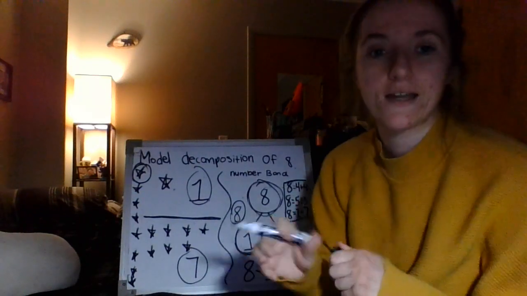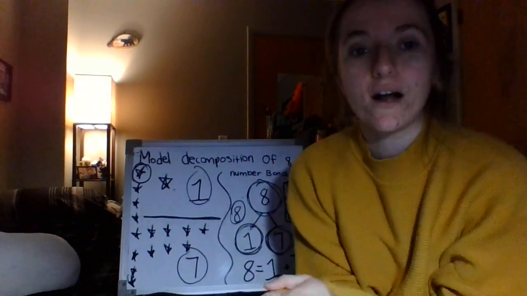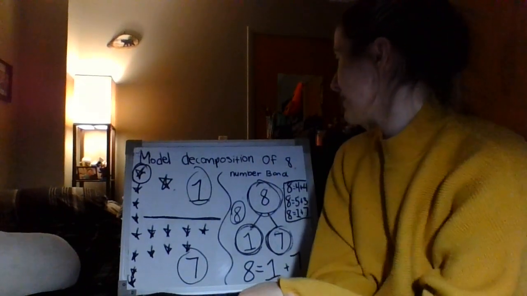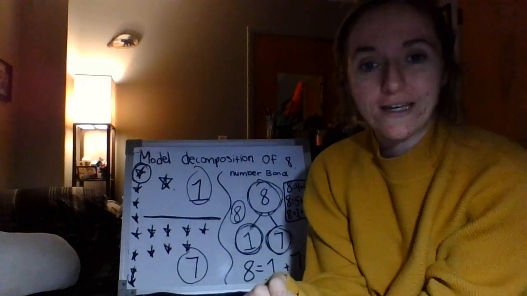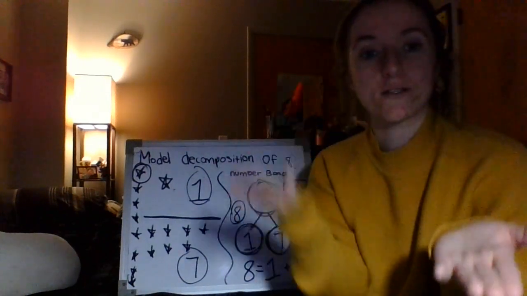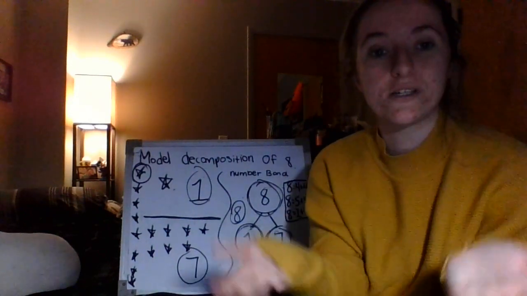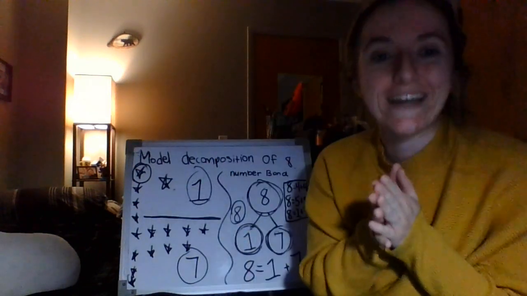Great job with that, guys, today. We have been working really hard on decomposing our numbers. We're working on right now this week numbers 6 through 10. So today we learned how to decompose the number 8. 3 ways that we can break up the number 8. We said 8 equals 4 plus 4. So 4 plus 4 equals 8. 8 can be broken up into 5 plus 3 equals 8. And 8 can be broken up into 1 plus 7 equals 8.